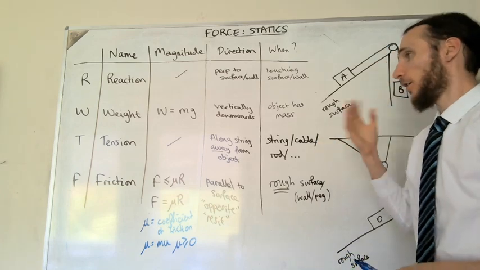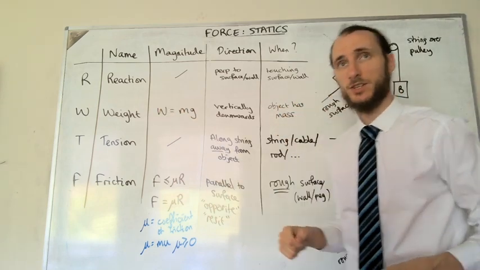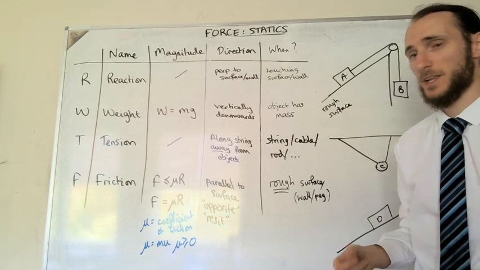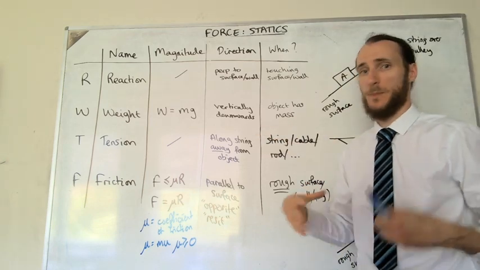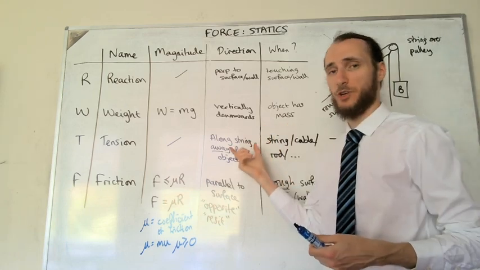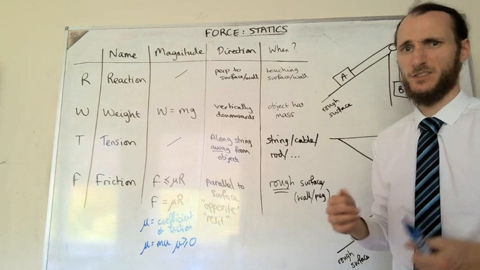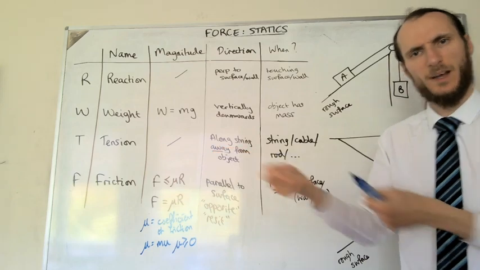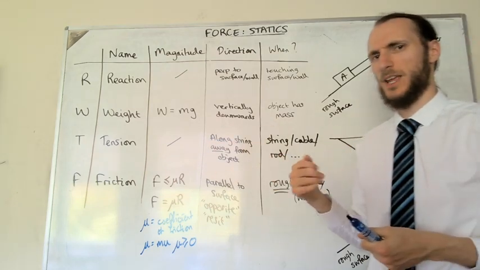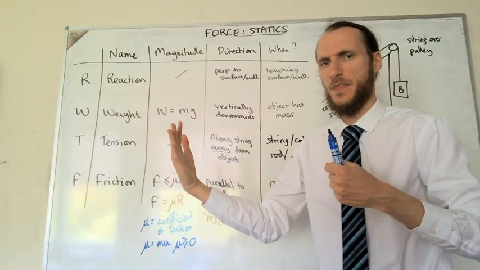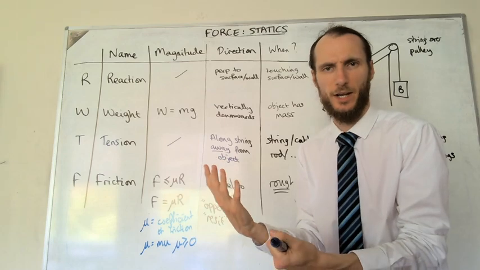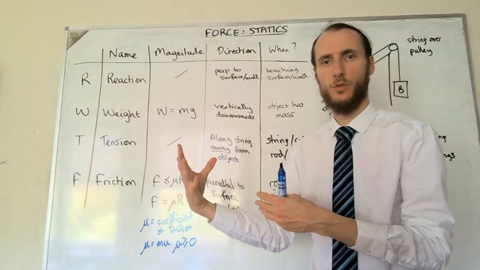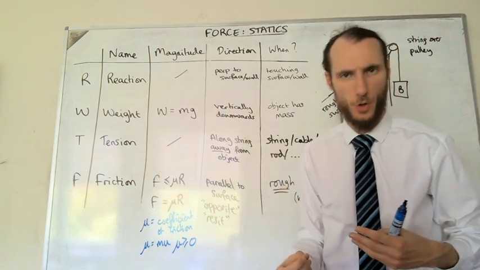And then finally, tension. Tension occurs whenever you have a string or a cable or a rod or something of that nature, and the string, cable, or rod will be pulling the object. So it acts along the string and away from the object. Imagine if I took a rope and lassoed you, and then I was pulling, that would make sense. I could pull you towards me, but if I lassoed you and tried to push you away from me, and then the rope went slack, you would look at me like I was stranger than you already think I am. So you can pull, you can't push. So along the string and away from the object.